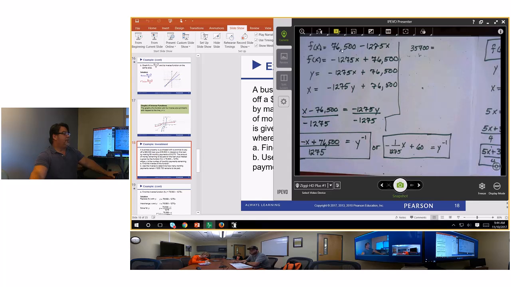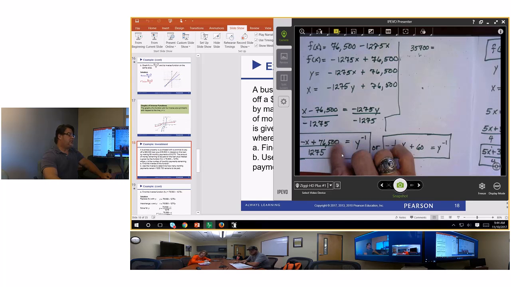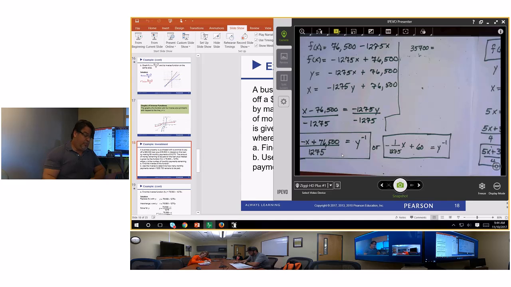I found the inverse. Here's f of x is equal to 76,500. I turned it around. Then I took the f of x out, put y, and then I interchanged the y and the x, and then I solved for y to get y inverse. And now I'm up here, I'm setting this equal to that, and we're going to solve for x, which is the payments.